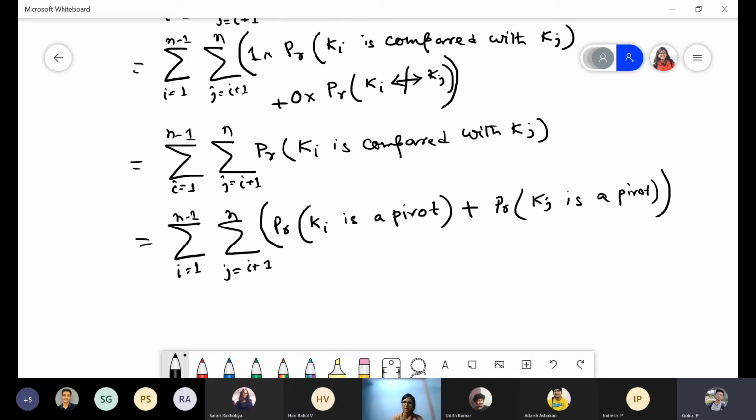We have to consider all pairs of possibilities of i and j. i and j are two different elements. Now what can be the value of i and j? i and j have to be different. That is the one condition. And how many pairs are there? We are considering all possible pairs of i and j.